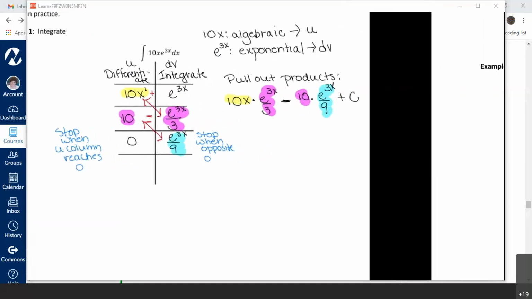Anything else you would do to this would be algebraic simplification. I'm sure everybody can see that there's an e to the 3x and a 10 in every term, so at least I could factor that out if I wanted to. But this is where I want to make sure you get to. The integral is technically done once you're here.